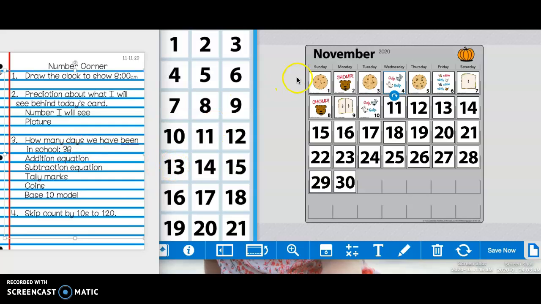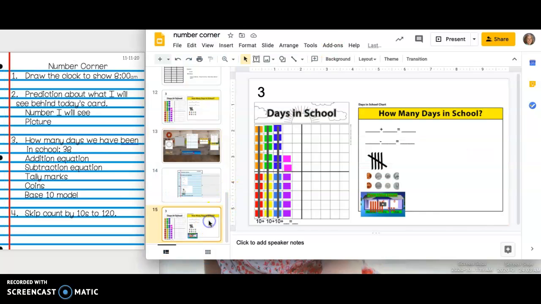All right, now we are going to the number of days we've been in school. Yesterday we were in school for 37 days. We will add 1 more day in school.